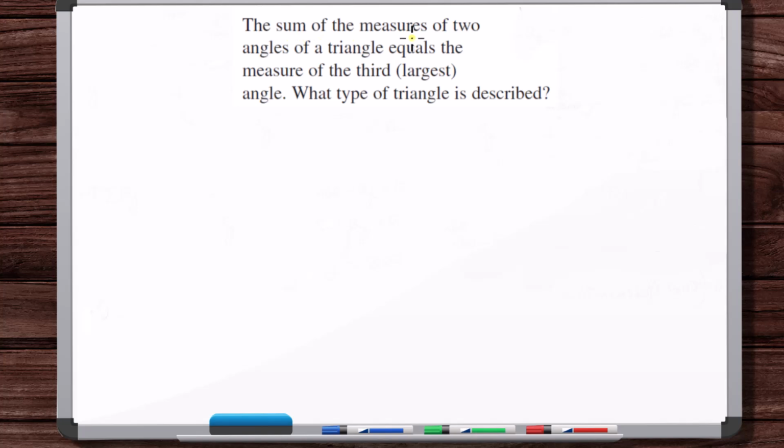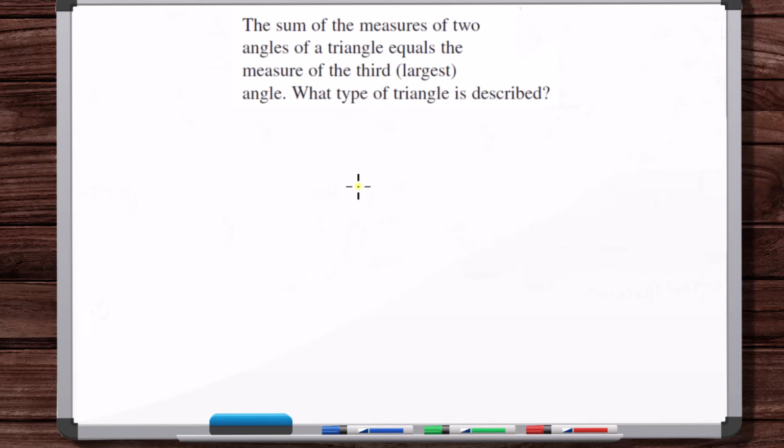The sum of the measures of two angles of a triangle equals the measure of the third largest angle. What type of triangle is described? Okay, so this is kind of confusing. They're not saying the third largest angle, like the smallest angle of the triangle. That would make no sense, right? The sum of the measures of the two angles of a triangle is equal to the measure of the third angle, being the largest.